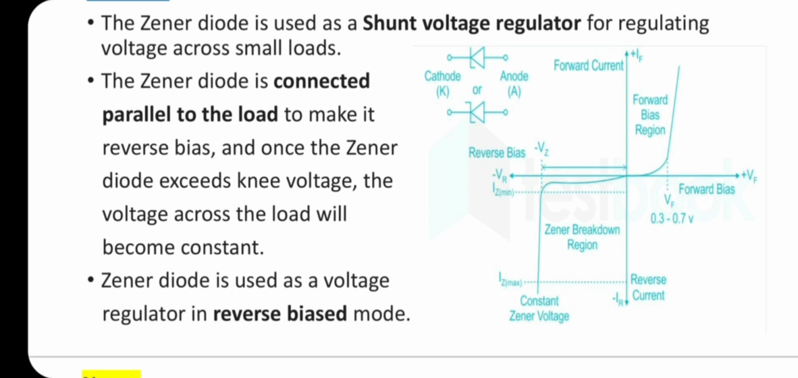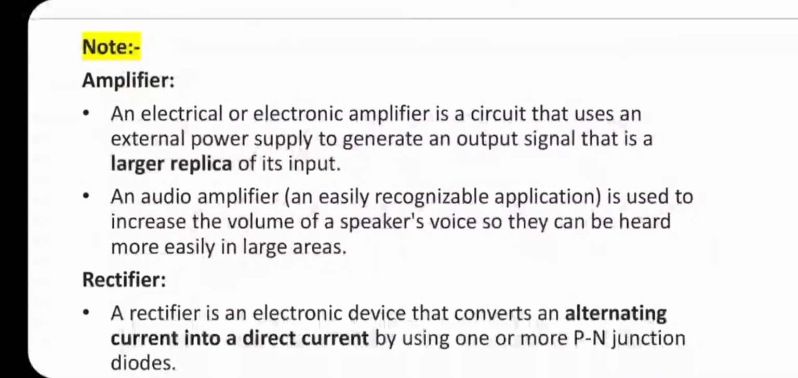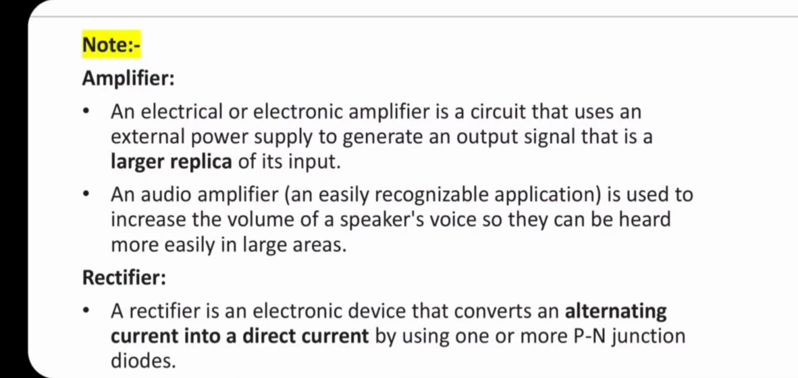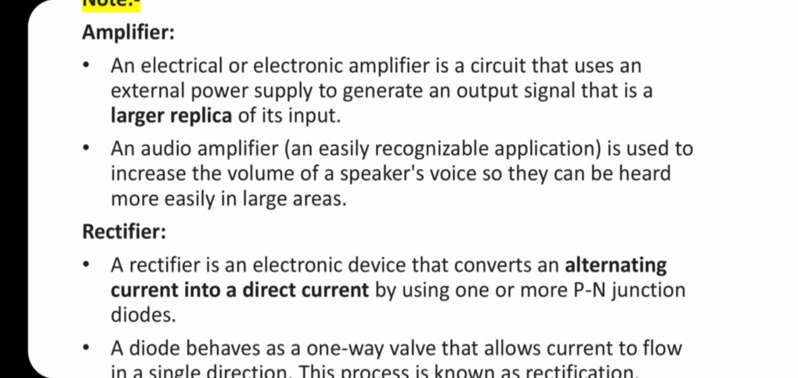Zener diode is used as a voltage regulator in reverse biased mode. Note: what is an amplifier? An electrical or electronic amplifier is a circuit that uses an external power supply to generate an output signal that is a larger replica of its input. An audio amplifier, an easily recognizable application, is used to increase the volume of a speaker's voice so they can be heard more easily in large areas.